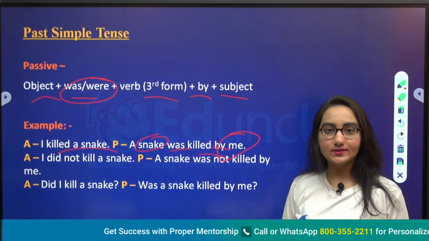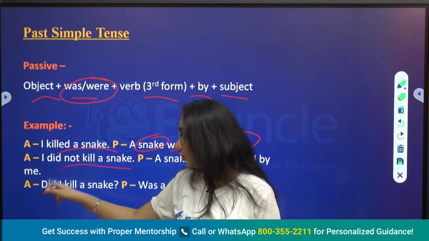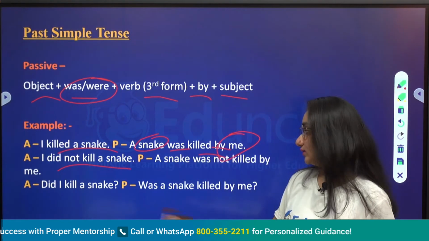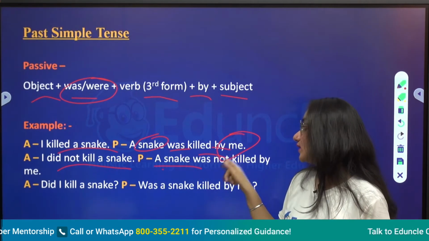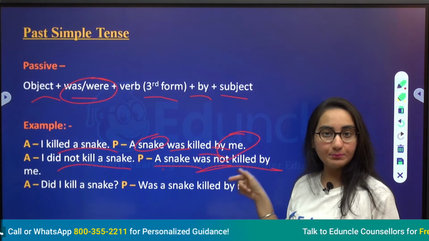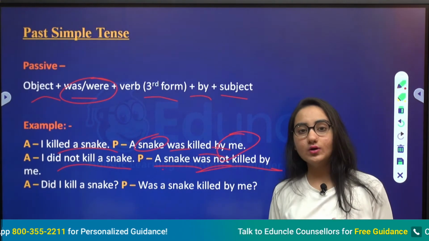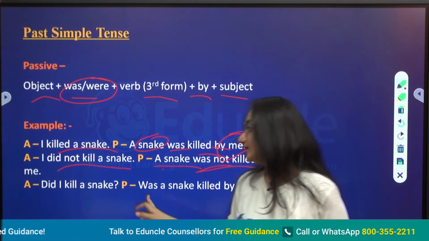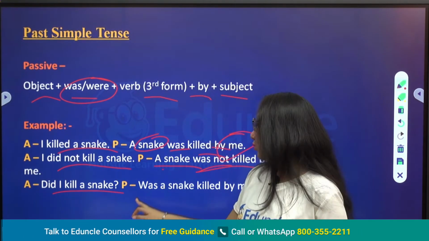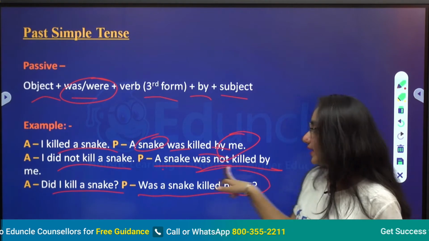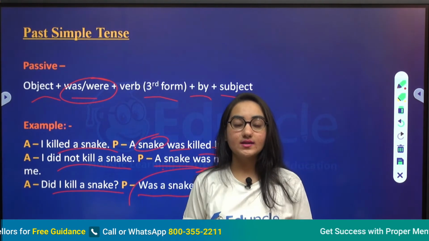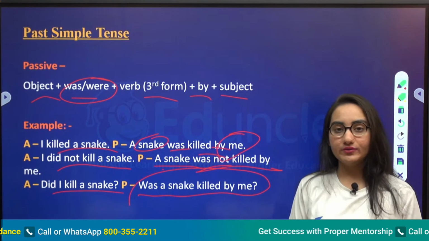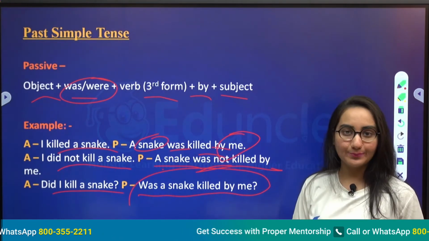Now if I talk about the negative sentence: I did not kill a snake. So, a snake was not killed by me. This is how we convert it into passive voice. Now if I talk about the interrogative sentence: did I kill a snake? Was a snake killed by me? This is another example which I have shown you for the past simple tense.